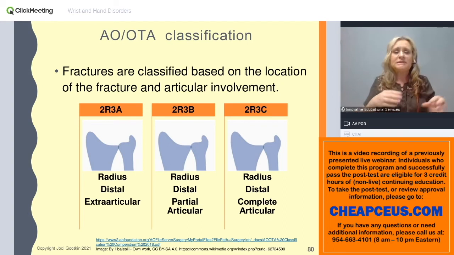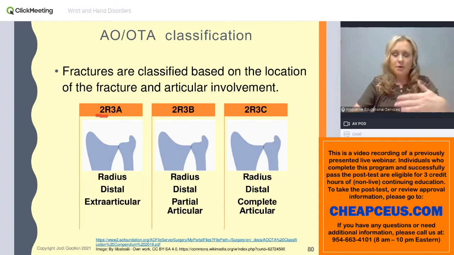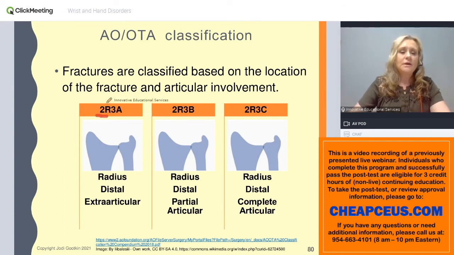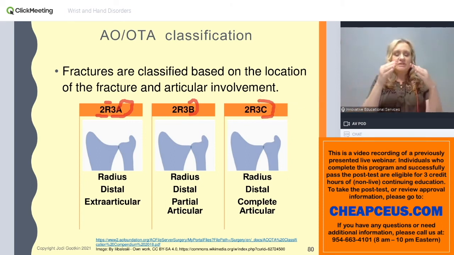The way it's set up is that every bone has a number to it. And the numbering system lets you know a lot of information about the fracture. Looking specifically at the distal radius fracture, the number 2 tells us that it's a long bone. The R lets us know that it's the radius. The 3 lets us know that it's that distal segment.